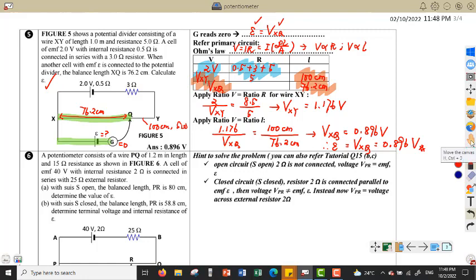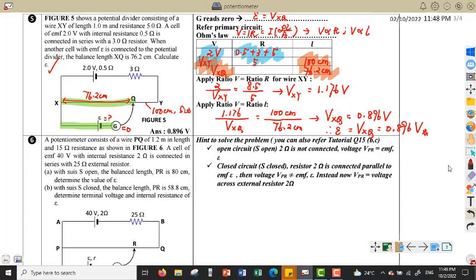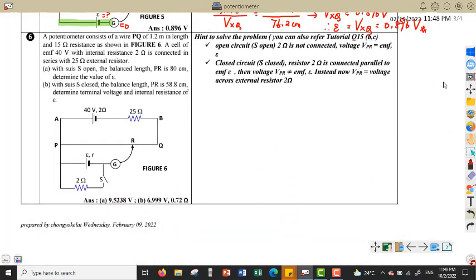I hope you get the correct answer. Then we move on to question 6. We are still having a potentiometer, consisting of a wire PQ. Be careful, this time the length of the wire is 1.2 meter, and the resistance is 15 ohm.